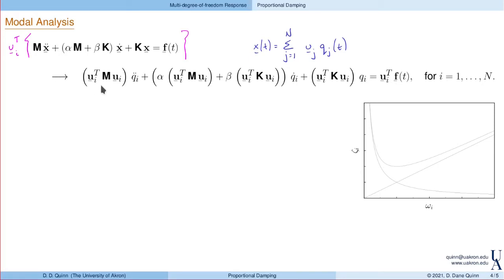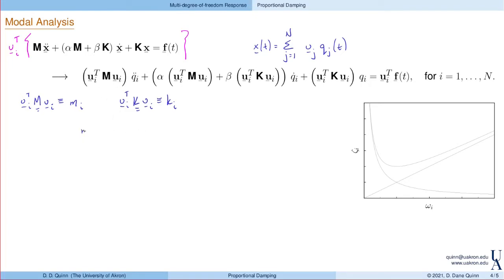So the only thing that's left is just a single term that corresponds to the ith mode, where i is what we pre-multiplied by. So if we identify this quantity as a modal mass, we'll define that as m sub i, and u_i transpose K u_i as a modal stiffness, then these equations reduce to the following.